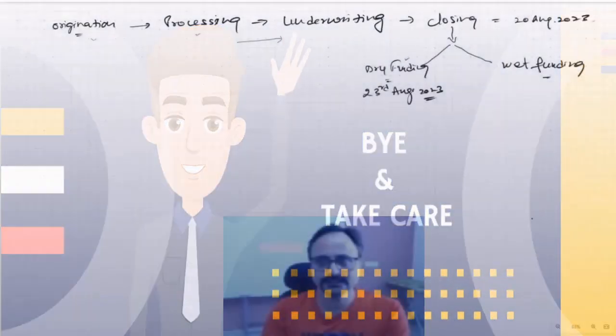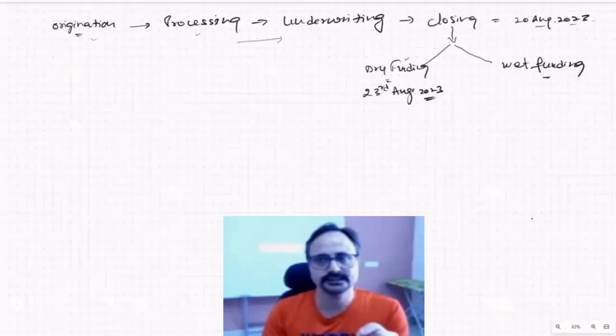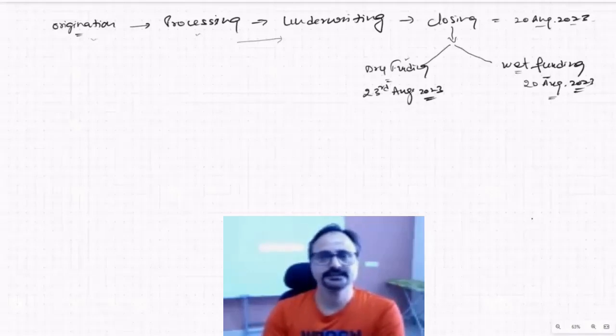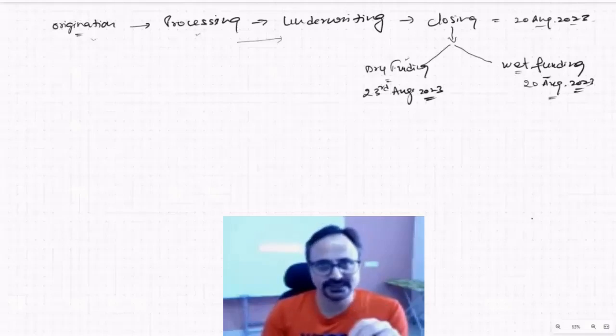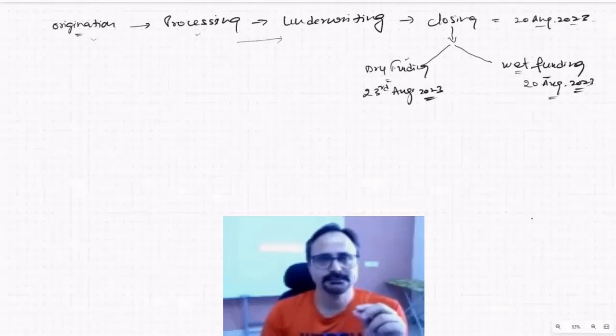20th August 2023 is the closing date, and on the same date the funds are released. That is called wet funding. Remember, I told you that wet funding means when I signed the note as a borrower, the ink of the pen is still wet and I got funded, means I got the funds. But if I get funded, or the amount gets funded, after 3 days, obviously the ink of the pen is going to be dried.